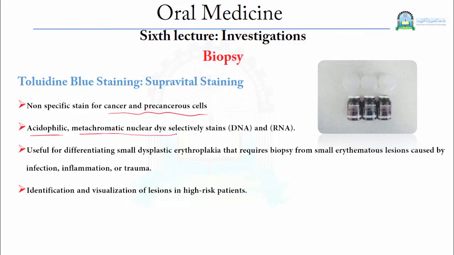Acidophilic stain, metachromatic nuclear dye, selectively stains the DNA and also the RNA. Useful for differentiating small dysplastic erythroplakia that require biopsy from small erythematous lesions caused by infection or by inflammation or by trauma. It also helps us in identification of the lesions of high risk patients.